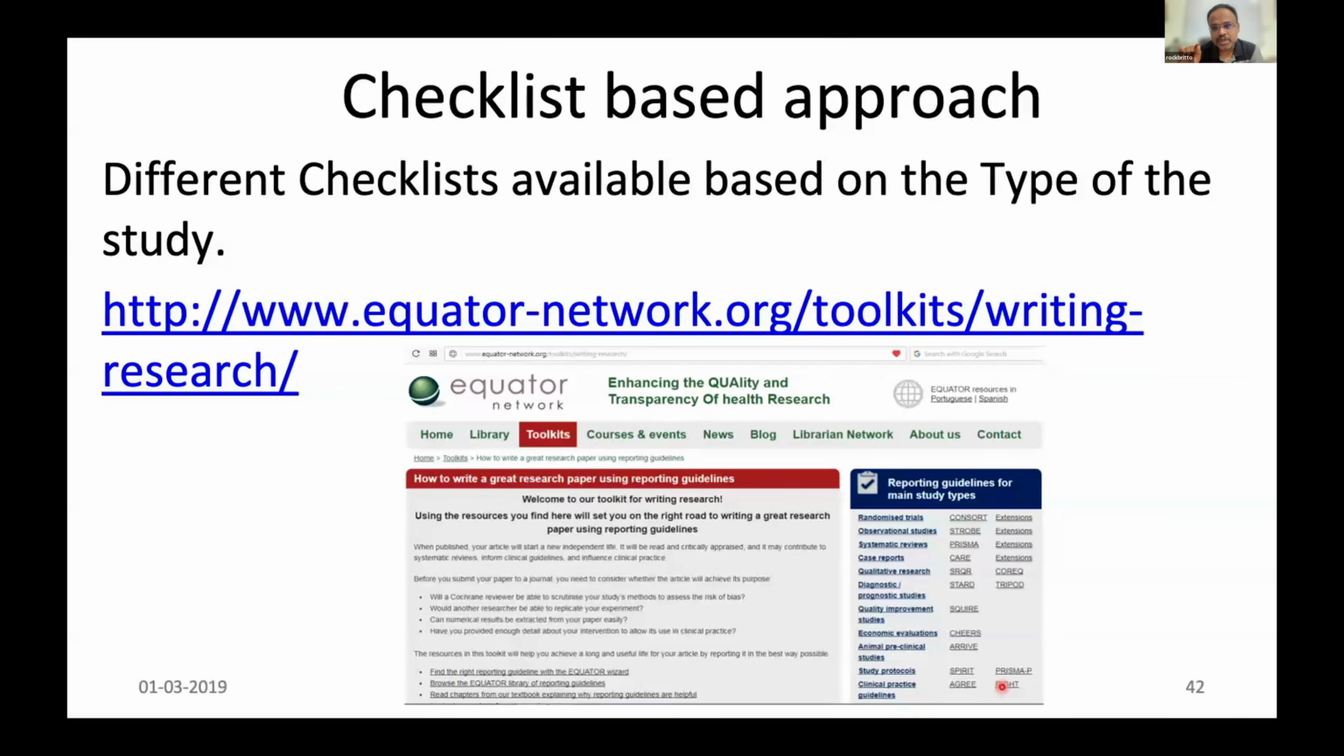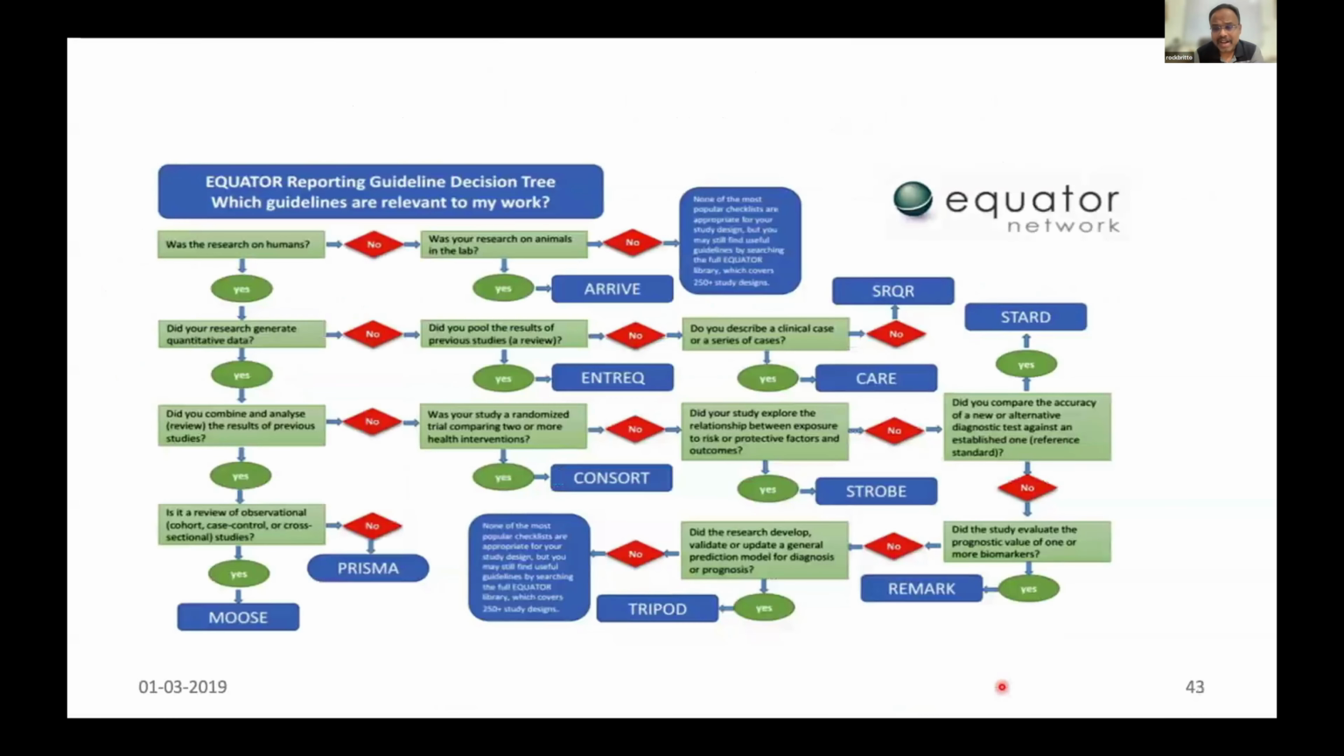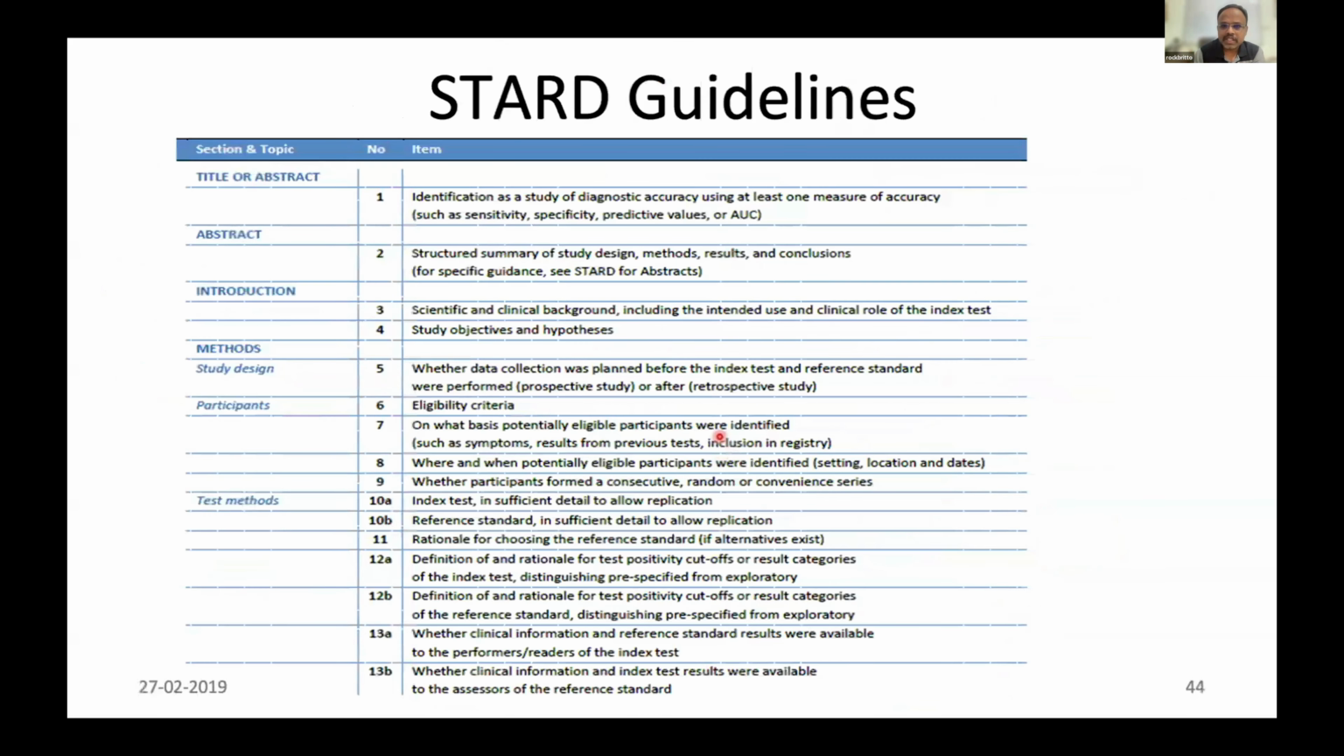One important thing which I want you to take from my methodology session, I would recommend this point, that is the checklist based approach. And if you are not clear about which guidelines you are supposed to apply, if you are not clear about your study design, and want to know what guidelines to apply on your research, here is the algorithm to find out which guidelines you should use. So this is the STARD guidelines, which is used for diagnostic studies.